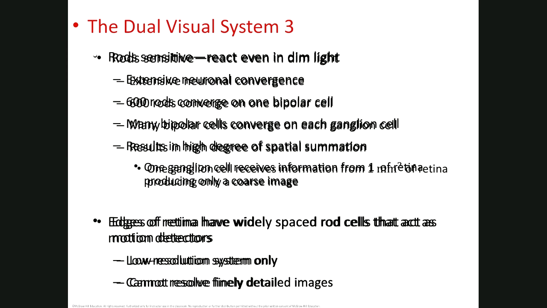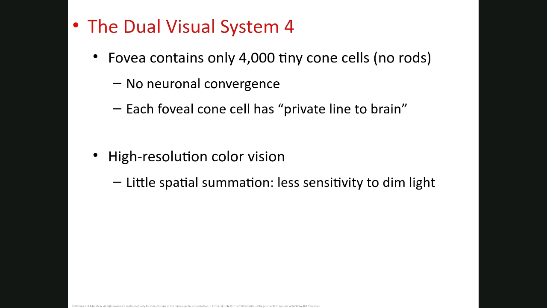Rod cells are usually more sensitive, and they are usually on the edges of the retina. They are more into the shades of gray rather than detailed images. The fovea contains only 4,000 tiny cone cells, while the rod cells are more on the outside.